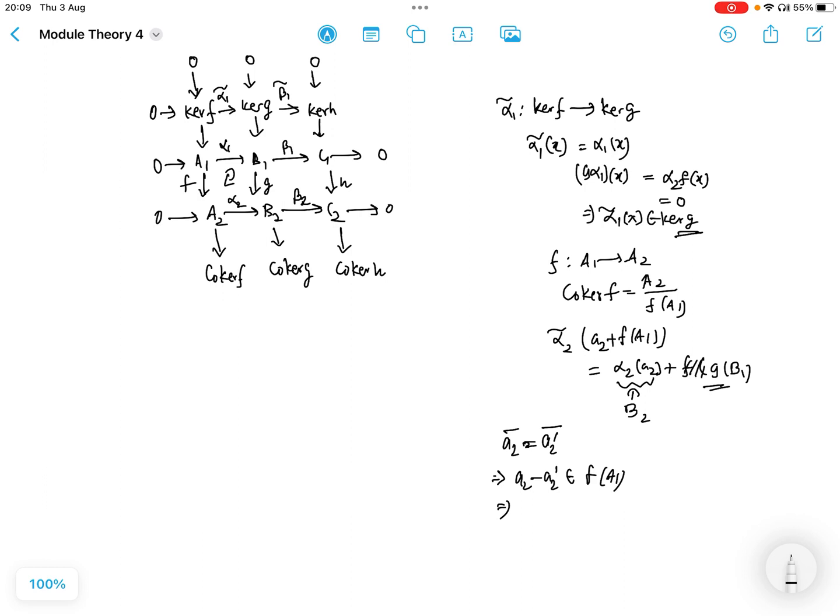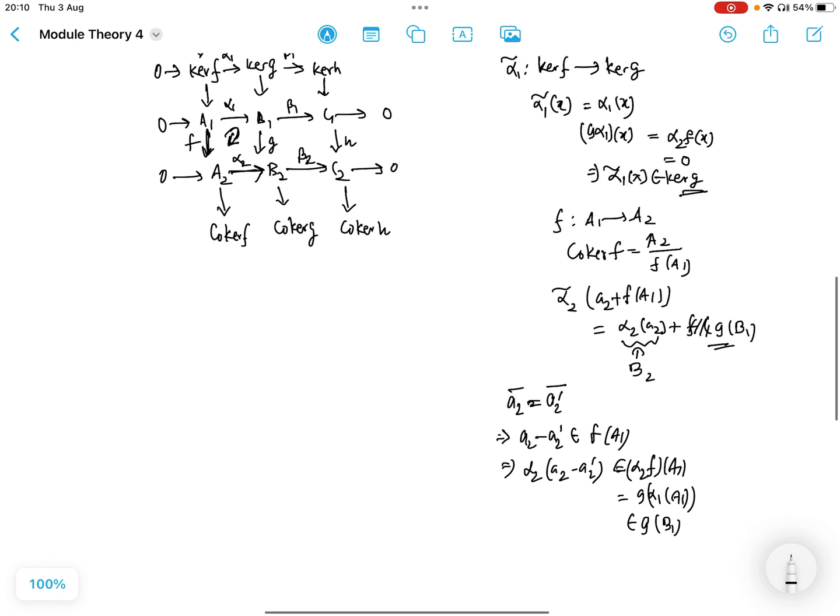So let's just apply alpha 2 to it, and you get this. And this will belong to alpha 2 f of A1, right? But again, due to commutativity, alpha 2 f is the same as if you apply alpha 1 first. So we're using commutativity of this square, right? You do f first to come down and go right, and you can do it by applying alpha 1 first and then g. But this is in the image of g, because this is this. So this should belong to this, and that is what we need.